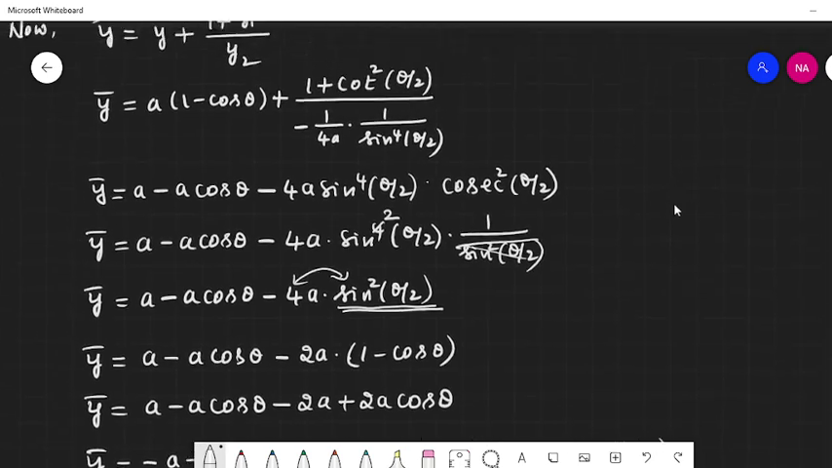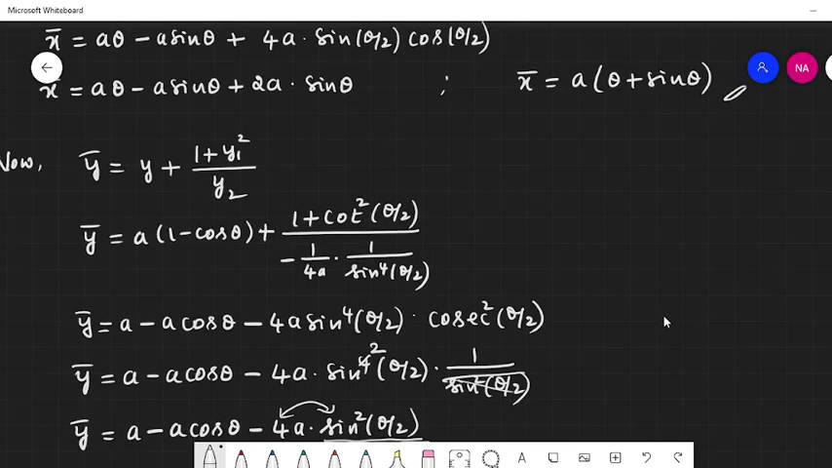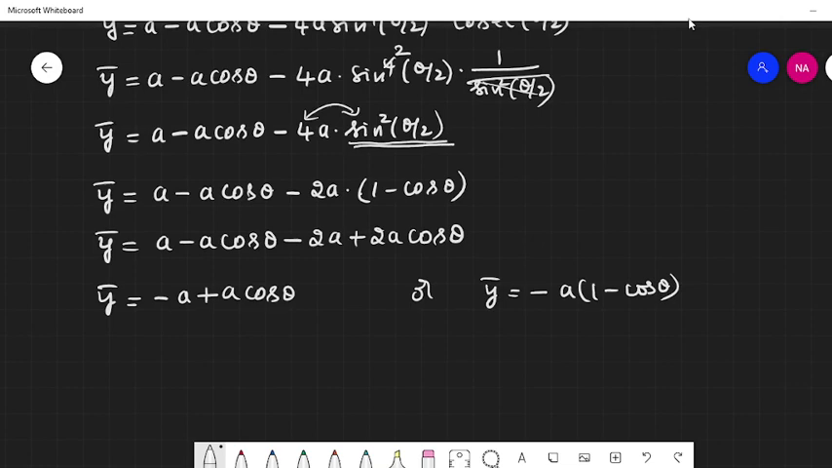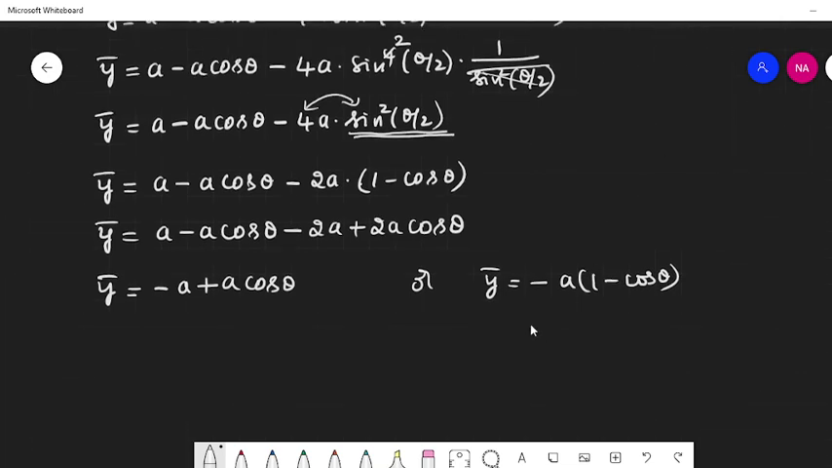So I got x bar to be a times of theta plus sin theta. Earlier we had x to be a times of theta minus sin theta, right? And earlier we had y to be a times of 1 minus cos theta. Here I got minus a times of 1 minus cos theta. So from this you can conclude that hence the evolute of a cycloid is itself another cycloid.